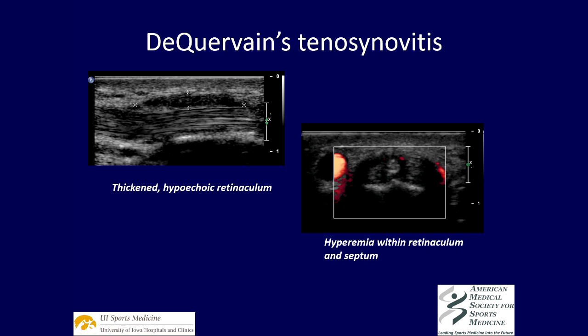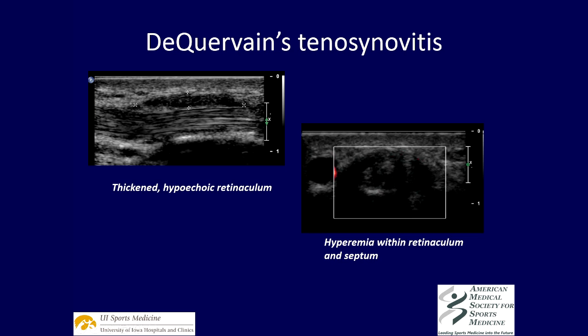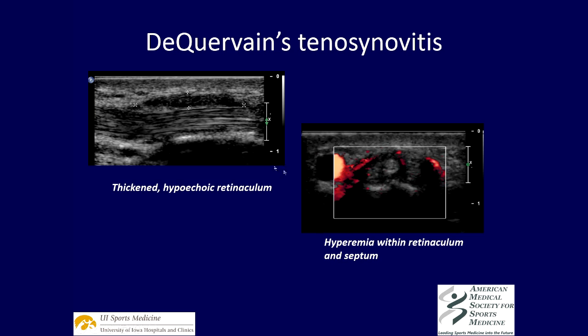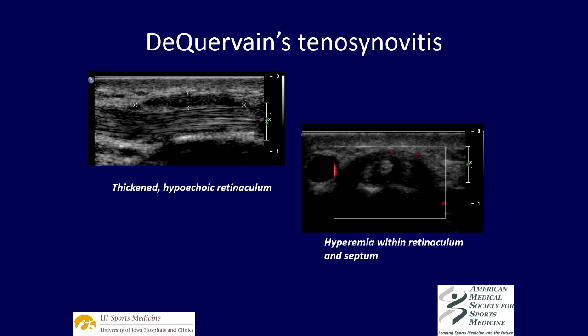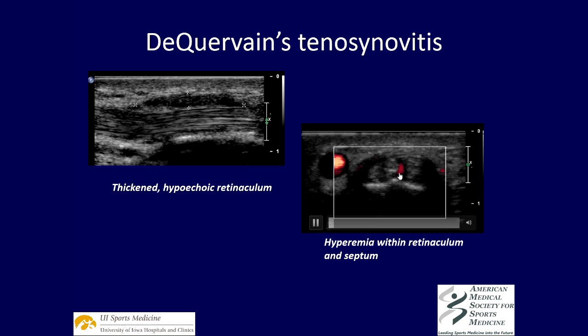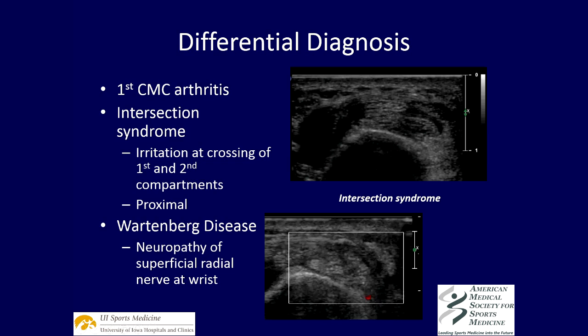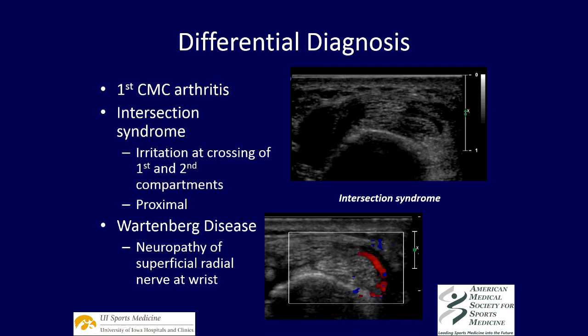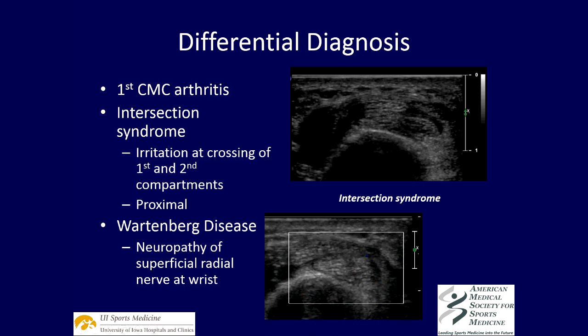Here's a long axis image of the tendons, and we can appreciate the short axis view of the extensor retinaculum and its hypoechogenicity and thickening. And this is just another example of more hyperemia, both extending around the tenosynovium as well as through that vertical septum in this patient.